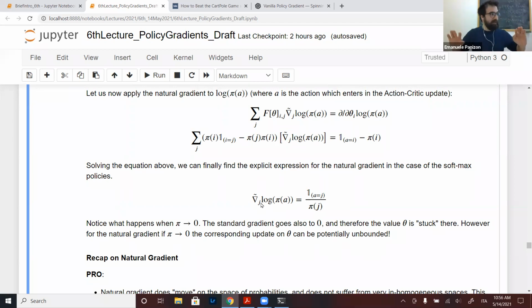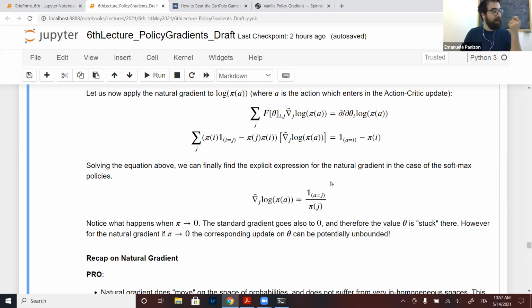This means that if I want to move in the parameter space with a natural gradient, I will change the parameters of only the action I really took. This is the meaning of 1 for a equal j, with a weight which goes inversely with the policy. If the policy is close to 1, this weight is 1, so it does not change much. But if the probability is very, very small, then the update will have a weight which could be infinitely large.